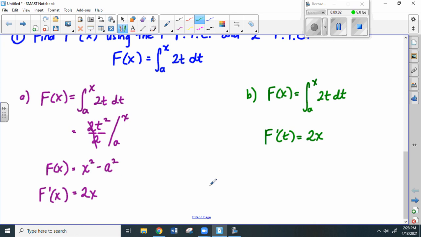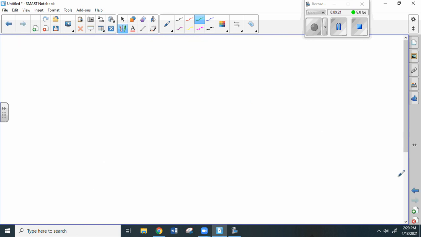And you can see that you do in fact, whoops, that's supposed to be an x. You do in fact get the same answer using the first fundamental theorem and the second, okay? But obviously the second was a heck of a lot quicker, okay? So now we're gonna do some practice just using the second fundamental theorem.